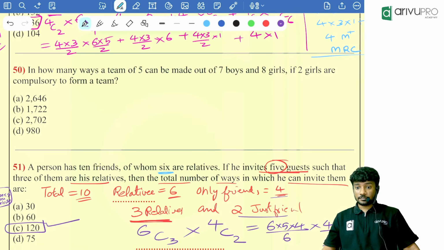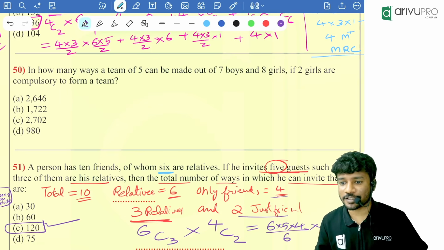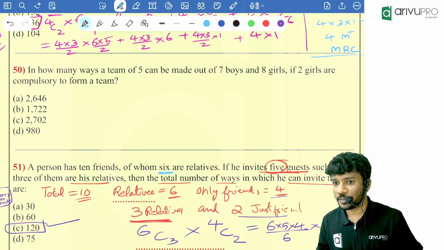980 is not the answer. Okay. Think. Compulsory. 2 girls should be there. I told 2 girls should be there. Then more girls can also be there. Compulsory 2 girls means what? At least 2 girls. Minimum 2 girls should be there.